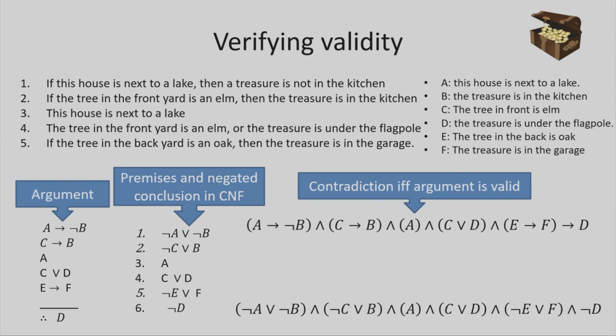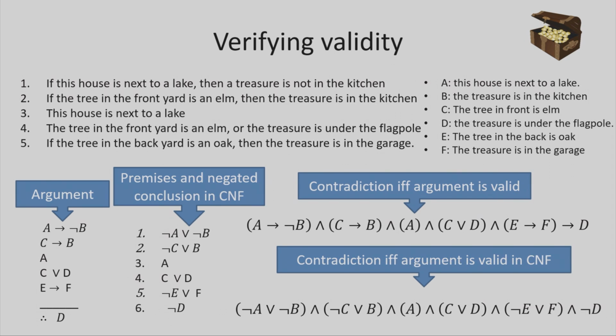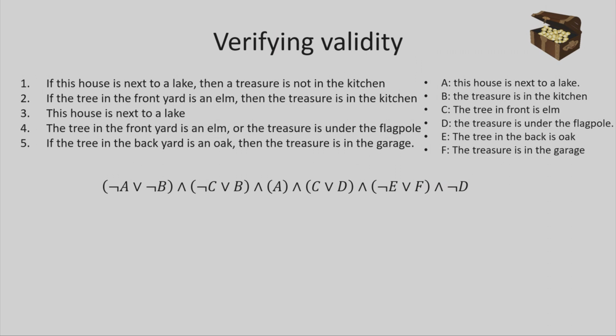And so this is the formula that we end up with. This is the formula that will be a contradiction if the argument is valid. And now we have this formula in the CNF. Finally, we could use resolution refutation of that final formula in order to check whether indeed those premises imply that the treasure must be under the flagpole. So let's do it.